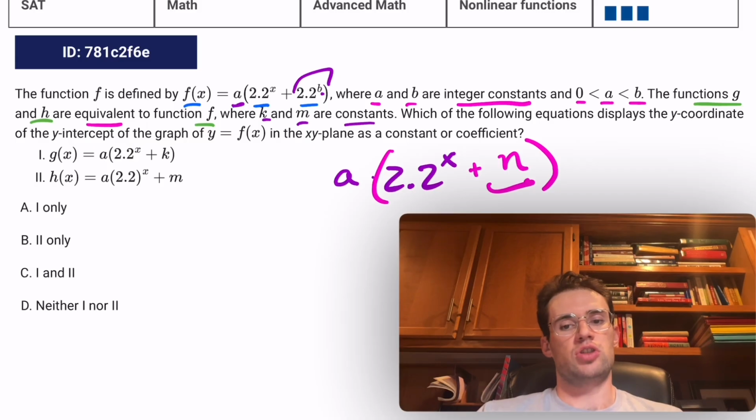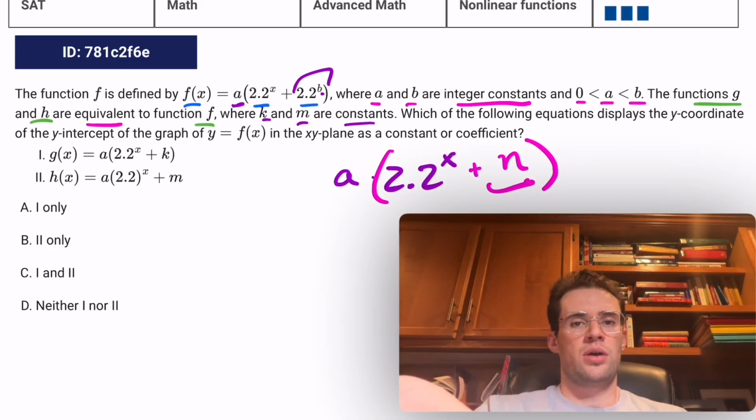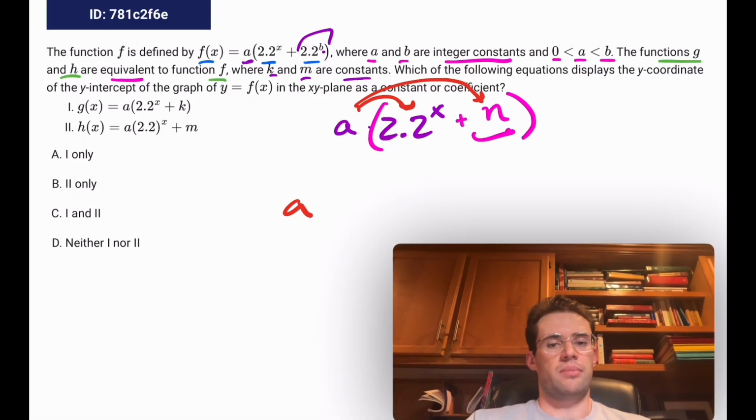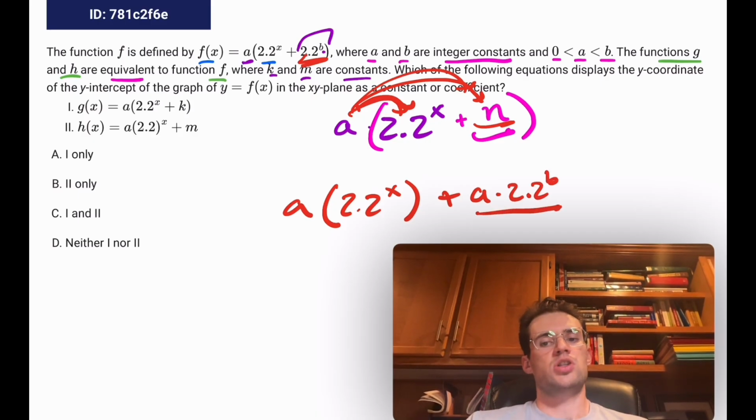A times 2.2 to the x plus n, all in parentheses. So you're multiplying both of those by a. Okay, so if we distribute the a, we're just going to leave out front a times 2.2 to the x. And that's this first distribution. We have to distribute it this way too. So it's going to be a times n. And again, n is just equal to this 2.2 to the b. So plus a times 2.2 to the b, which this whole thing is a constant, right?